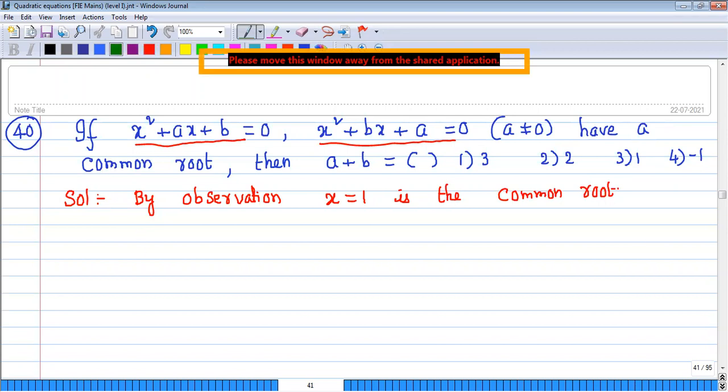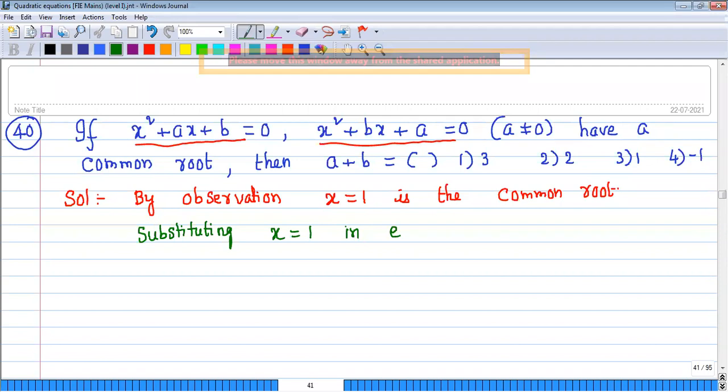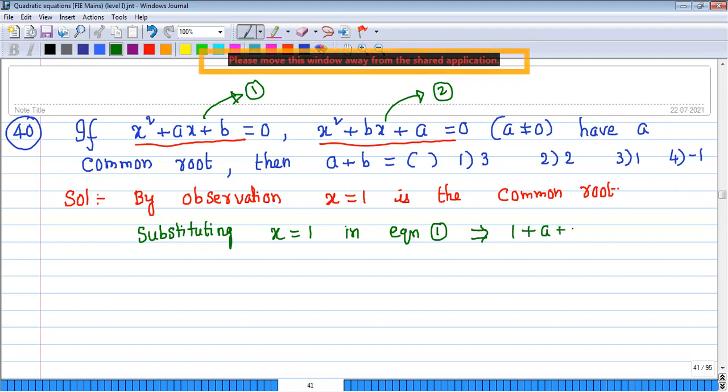So now 1 plus a plus b equals 0. Substituting x is equal to 1 in any one of the equations, in equation 1, let us say, no problem. This is equation 1, this is equation 2. What do you get now here? 1 plus a plus b equals 0. But we are asked a plus b value. Therefore, a plus b equals, if you transpose 1 to the right hand side, negative 1. Answer is negative 1. Fourth option is the right option.